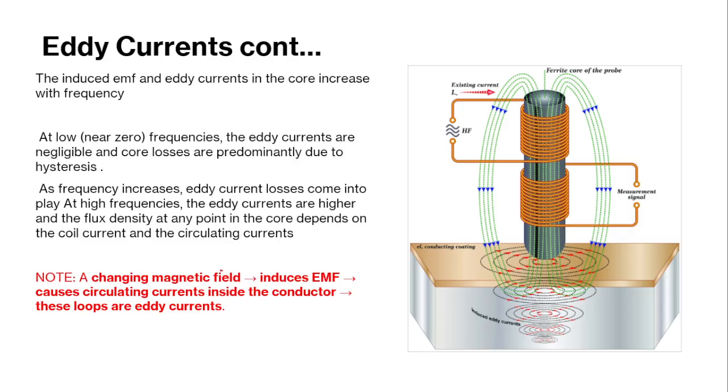So to summarize, Lenz's law works hand in hand with eddy currents, because eddy current is something that's induced. If something is being induced by something else, it will act in such a way as to oppose the change that caused it. And Lenz's law tells you the direction of the induced EMF.